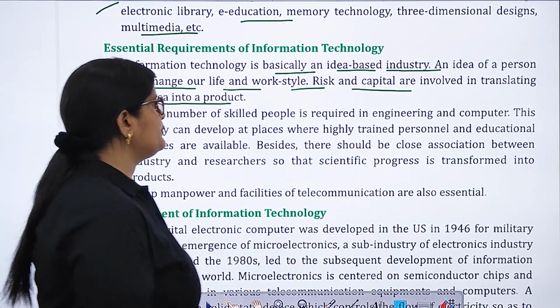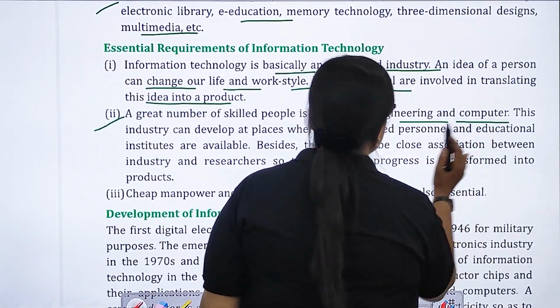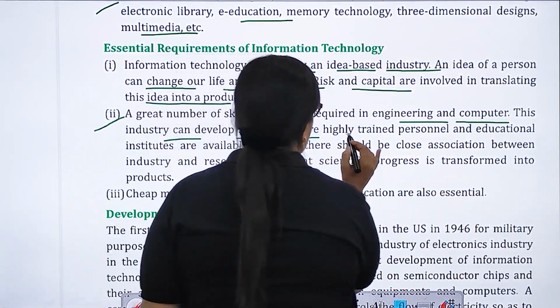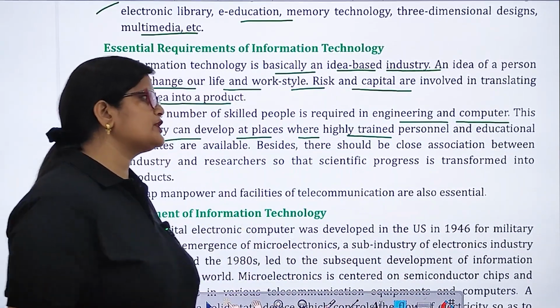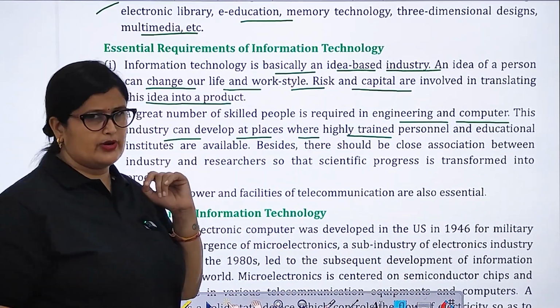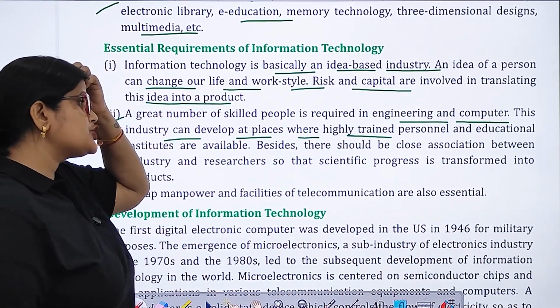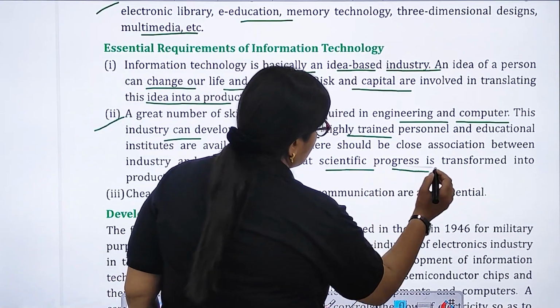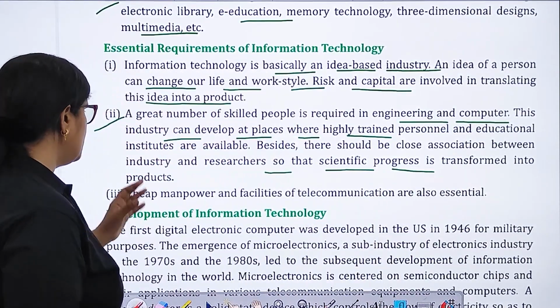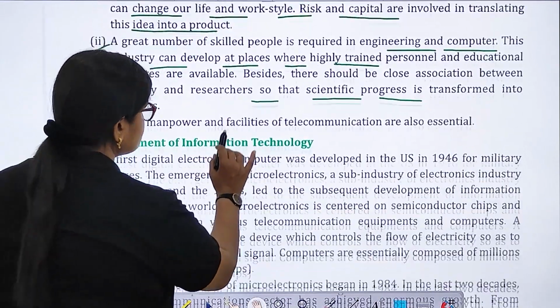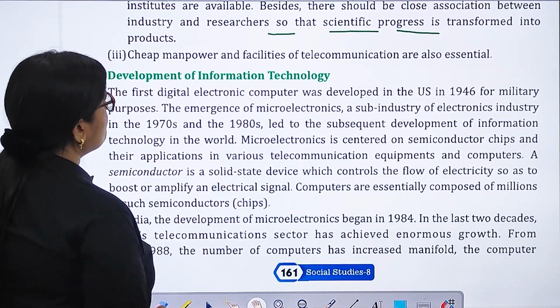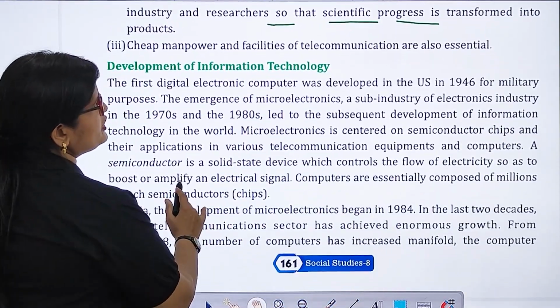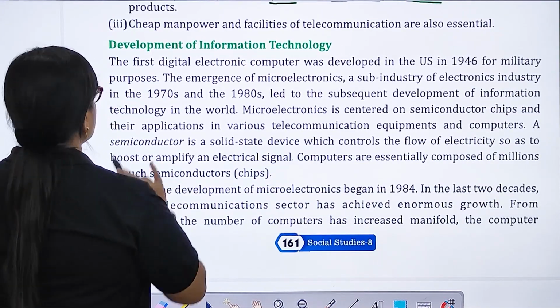A great number of skilled people are required in engineering and computers. So this industry can develop at places where highly trained personnel and educational institutes are available. Besides, there should be close association between industry and researchers so that scientific progress is transformed into products. Cheap manpower and facilities of telecommunication are also essential.